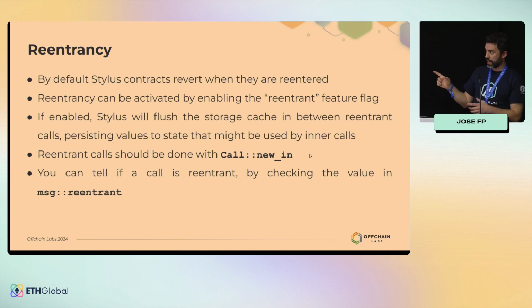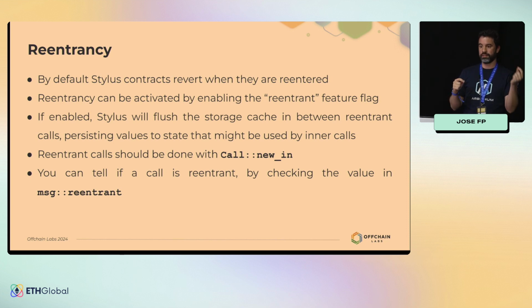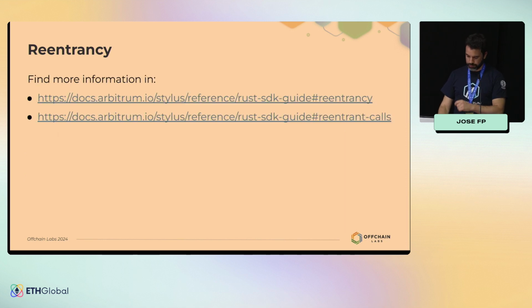And something cool about Stylus is that you can actually apply different logic in the same function, depending on whether or not a call is reentrant. So you can have the same method and say, okay, I want this piece of logic for the first time that I'm calling this contract, and then this second one for when it is re-entering the contract. And you can know if a call is re-entered or not by using this msg_reentrant variable. Well, we have some more references here.